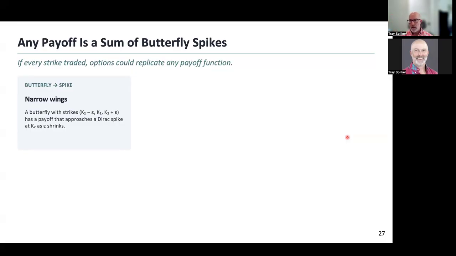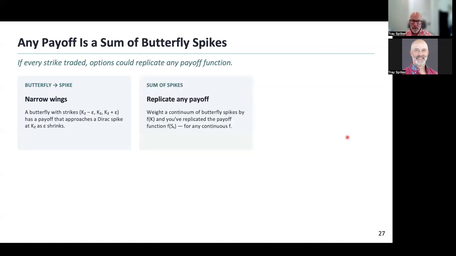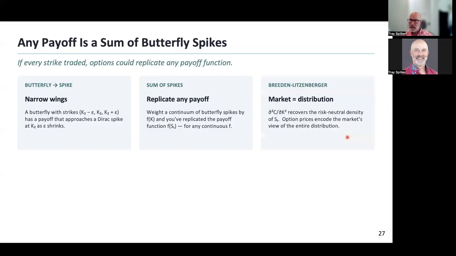Well, then the payoff looks like this sort of spike centered on whatever your strike price is, K2 in this little example. Now, if options were available at every possible strike price, every penny, right? You could combine many narrow butterflies if you want to approximate any payoff function that you wanted. And so if you summed up all these, you'd have a sort of continuum of spikes that replicates any payoff function. And if you sum these all up, you get what's called the Breeden-Litzenberger Foundation.